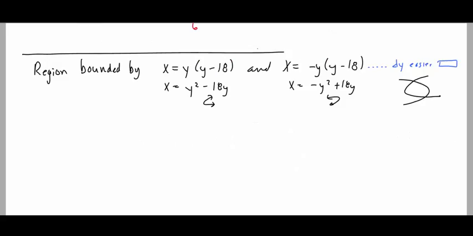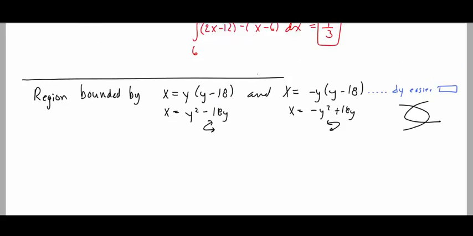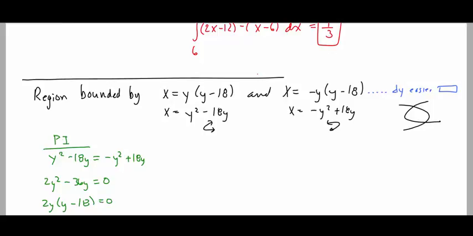So let's go ahead and curve sketch it and find the points of intersection. So set them equal to each other. y squared minus 18y equals negative y squared plus 18y. Adding across, I have 2y squared minus 36y equals 0. Factor out a 2y and I'm left with y minus 18. So I get y equals 0, y equals 18.